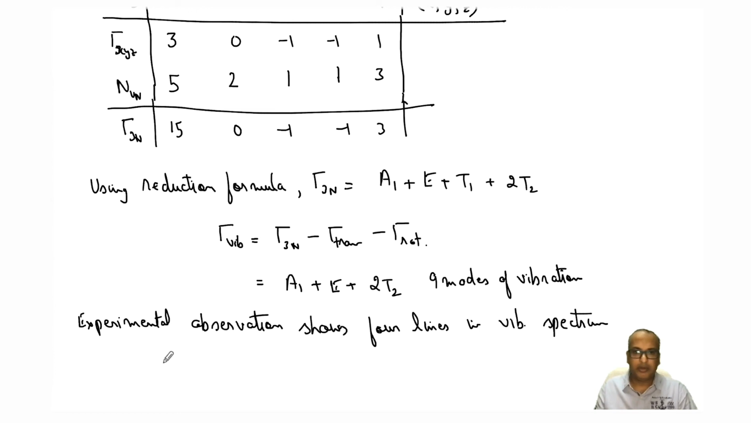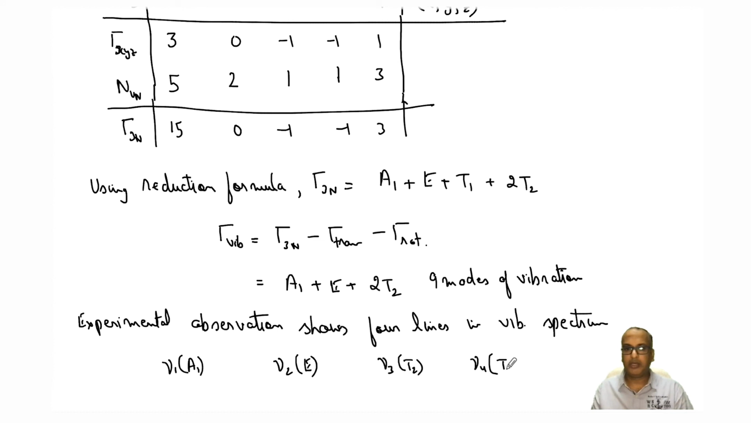So you will get nu 1 with A1 symmetry, nu 2 with E symmetry, and these are 2 degenerate modes. We don't know yet whether these are stretching modes or bending modes and so on. Now nu 3 with T2 symmetry and nu 4 with T2 symmetry. But what are these modes? That we still don't know, right? What we have done is we have identified that out of 9 modes of vibration, we should be observing 4 lines in the spectrum.